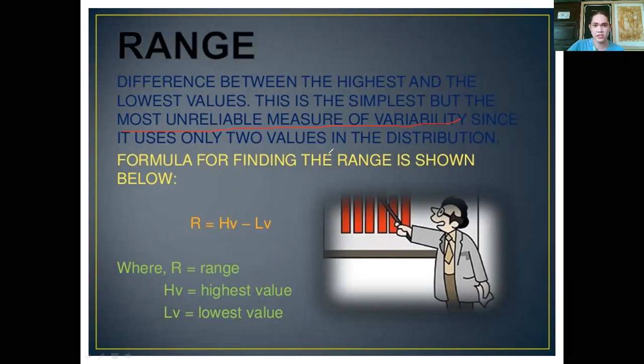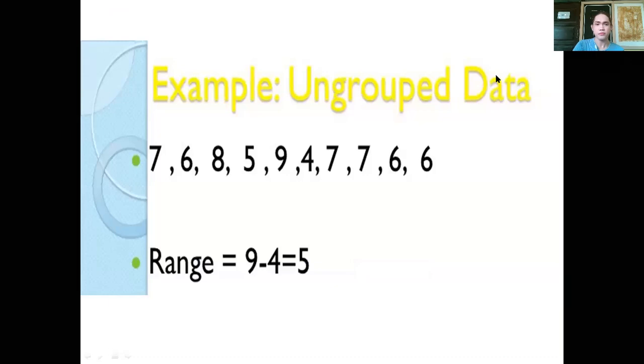So when we say range, it is the difference between the highest score and the lowest values in a given set of data. The formula in finding the range is R equals HB minus LB, where R is your range, HB is your highest value, and LB is your lowest value. I hope you can follow the formula in getting the range.